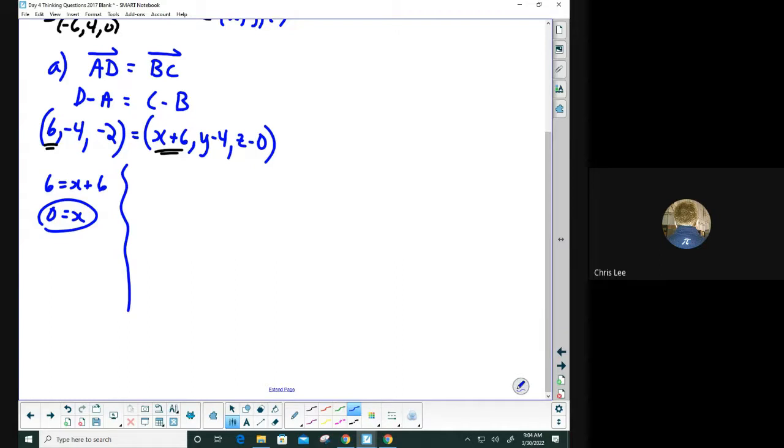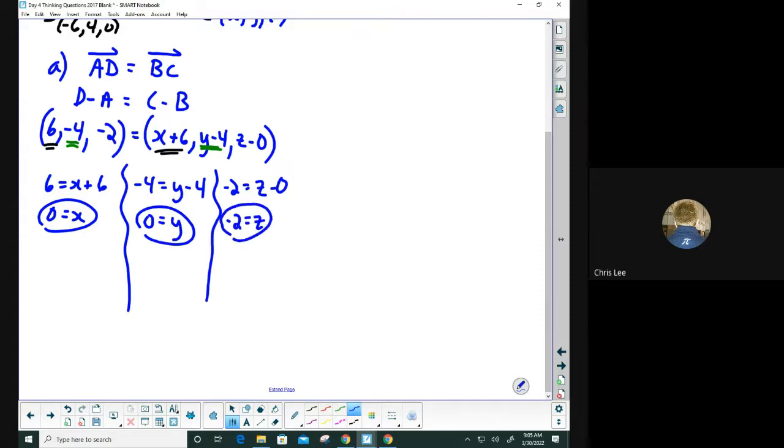What's Y have to be? It has to be -4 on the other side, so it would have to be 0 again. Yep. Good. And then what would Z have to be? Yep. So therefore, point C must be at 0, 0, -2.